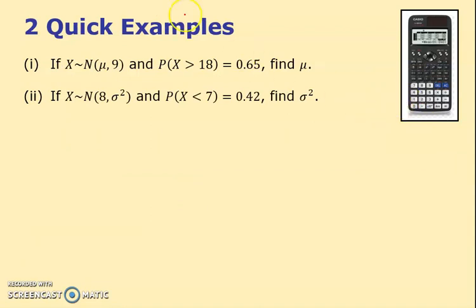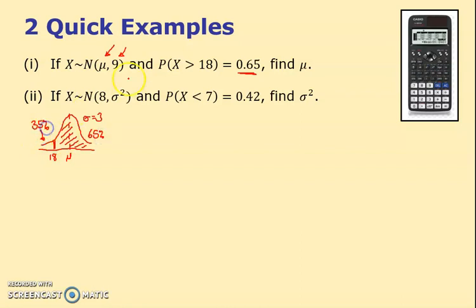So here's a couple of quick examples. It says, if x is normal, notice we don't know what mu is, it just says mu, but we know what the variance is, it's 9. So let's just draw a little picture. I'm not sure if it helps, but we'll do it. We don't know what the middle is, but we know that sigma is 3, because it's obviously 3 squared. It says the probability x is greater than some number 18 is, actually it's quite large, 0.65. Because it's more than half, I know that 18 is over here. So whatever this mu value is, it's more than that, because I know that this percentage is 65%, and by definition this is 35%.